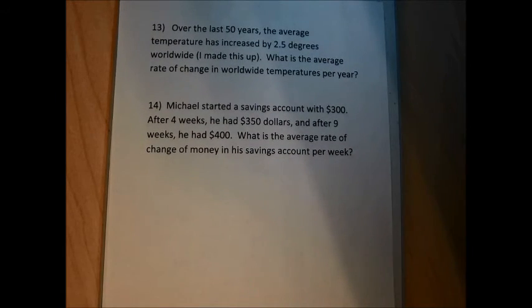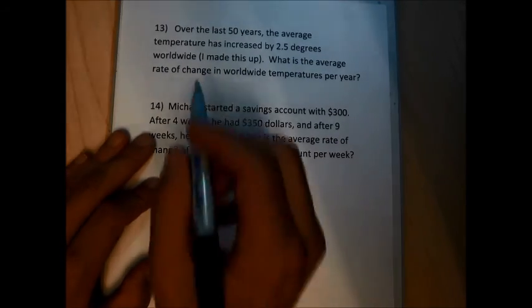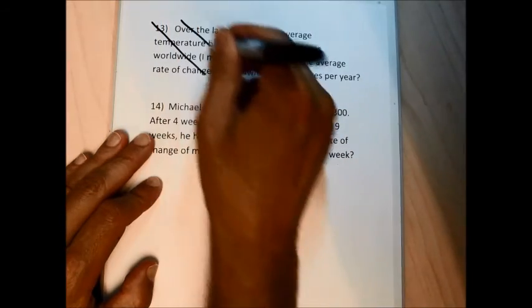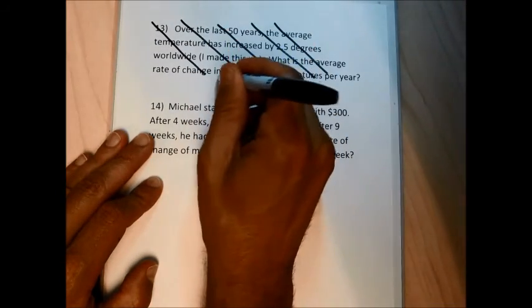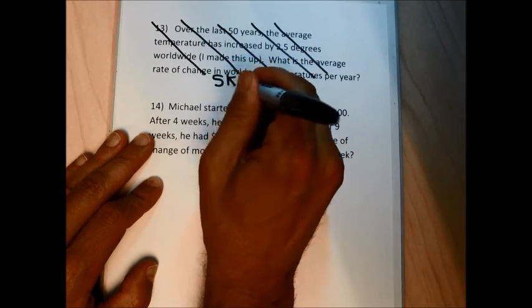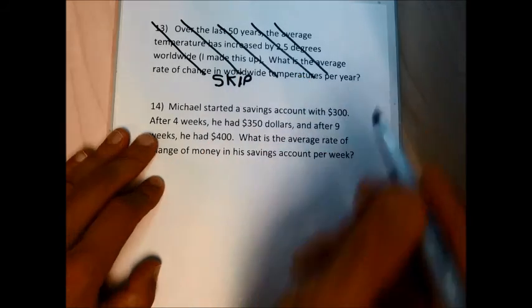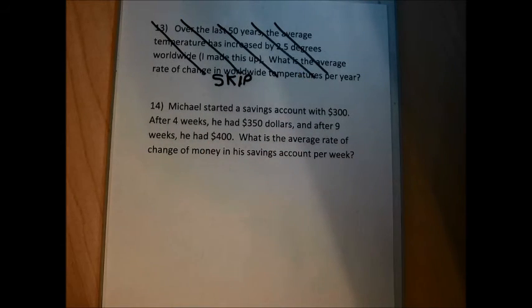As I look at problem 13, I really despise it. Let's just skip it. I don't want to re-record my video to make a new problem 13. So skip that for homework and don't even worry about it. I'll do problem 14 real quickly.